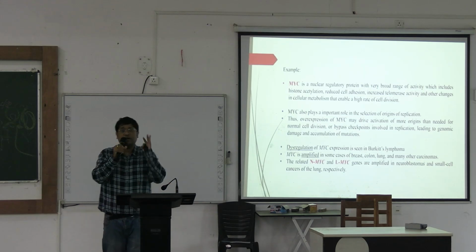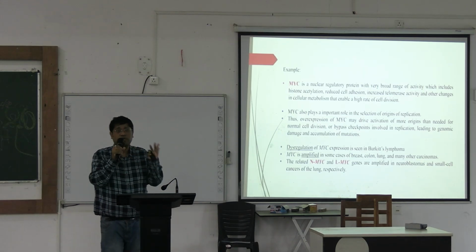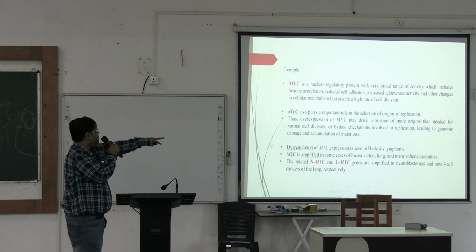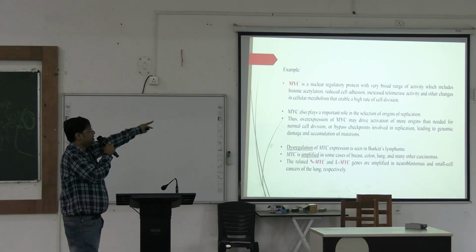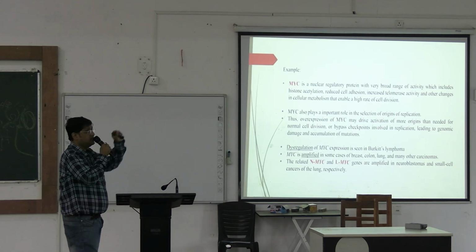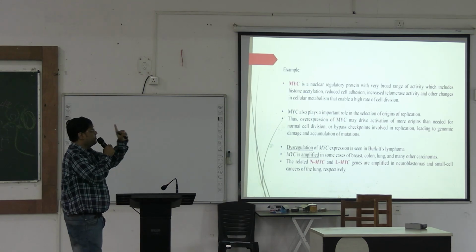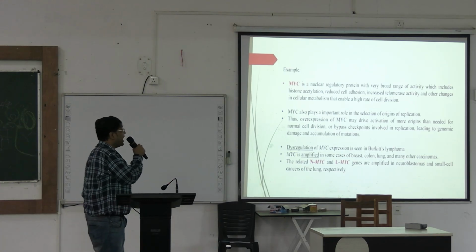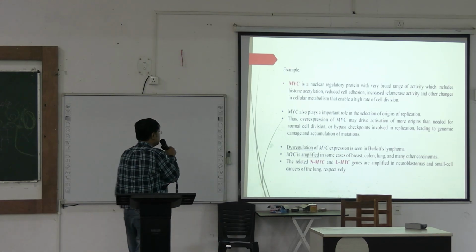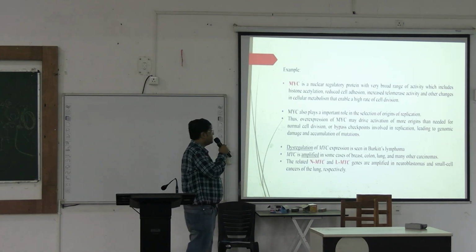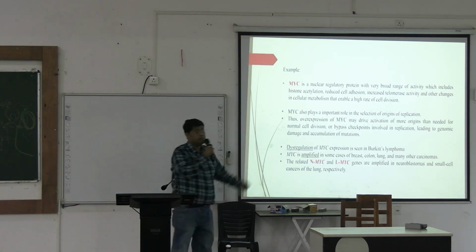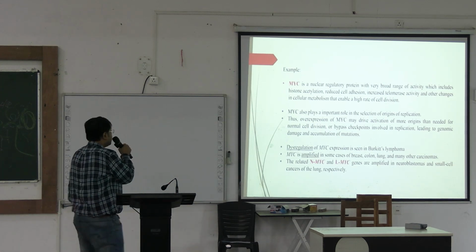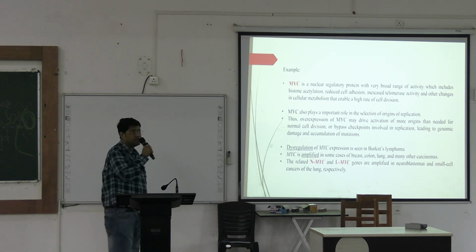So MYC is a regulatory protein. The activation leading to bypass of checkpoints involved in the replication. এর মধ্যেই পয়েন্টস গুলো রয়েছে, just you have to write down the basic points. Bypass the checkpoints involved in the replication leading to accumulation of mutations. So what is the example? Dysregulation of MYC seen in Burkitt's lymphoma. এগুলো কিন্তু তুমি যখন তখন ধরবো আবার. MYC dysregulation হচ্ছে Burkitt's lymphoma.